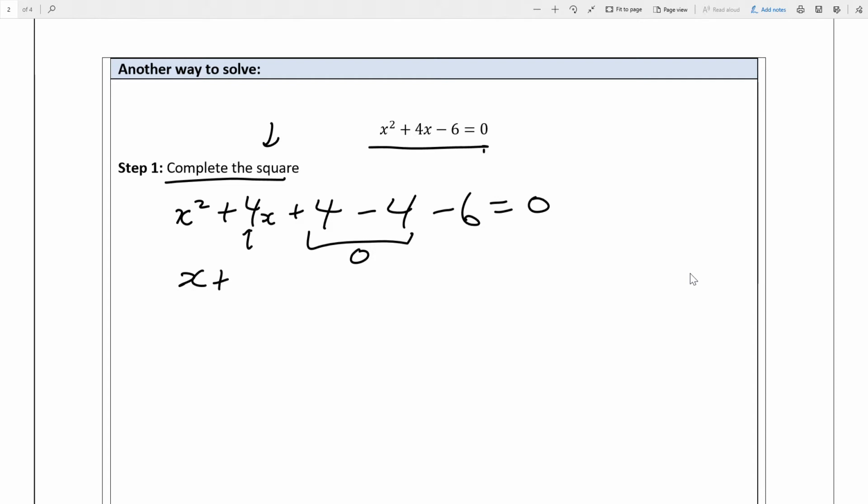So the next step is to factor the first three terms. So factoring x squared plus 4x plus 4 will give you x plus 2 squared. Right, and then we simplify the remaining, which is minus 10 is equal to 0. Okay.